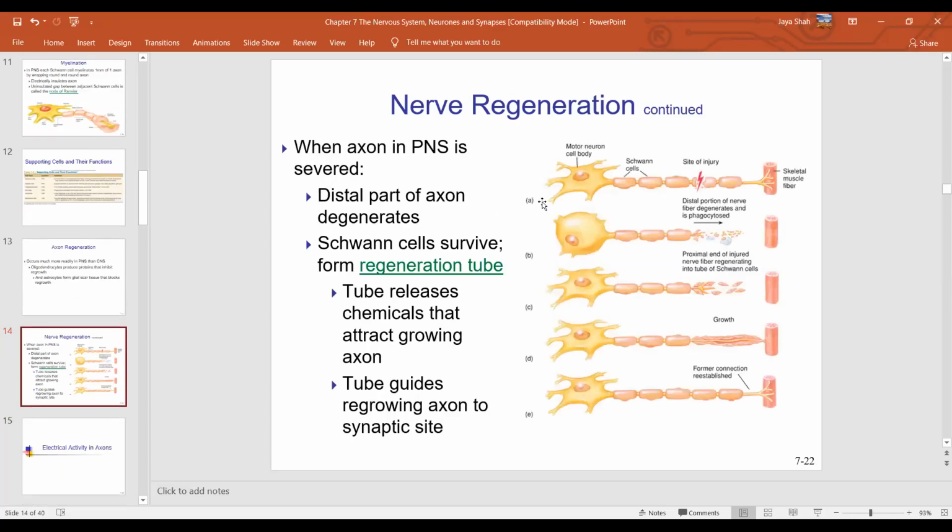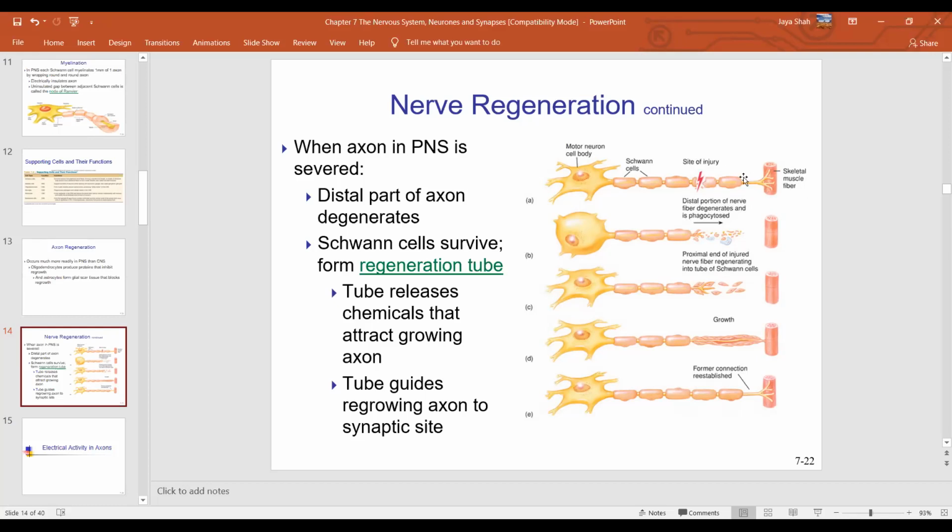So here we have stages A, B, C, D, and E. This is the motor neuron cell body, and there are dendrites and there is the axon. This is the skeletal muscle in your finger, and when you have a trauma, you have cut the axon here. So the distal portion of the nerve fiber is cut. When it is cut, what happens? Local phagocytes come, the inflammatory process starts, and the distal portion of the fiber degenerates, like it is all phagocytosed.